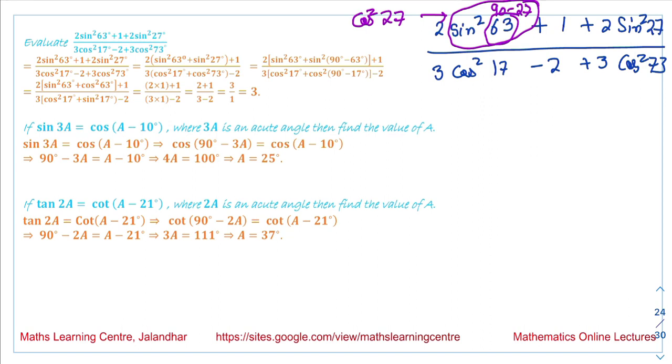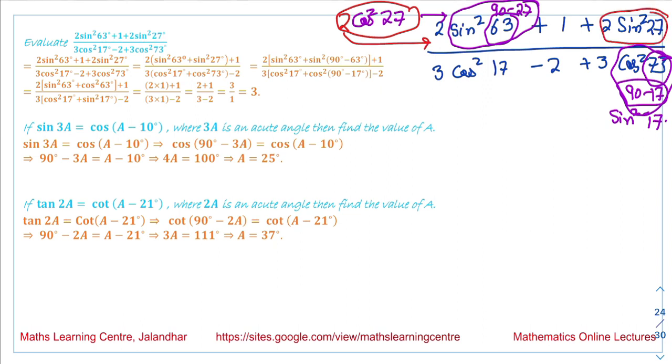Similarly, in place of 73 we can write 90 minus 17. So this whole term will become sine square 17. Now it is cos square 27 with 2, and it is 2 sine square 27. So we are saying 2 we have taken common. We are left with cos square 27 plus sine square 27. We are using the identity sine square theta plus cos square theta is equal to 1. So we are left with this 2.